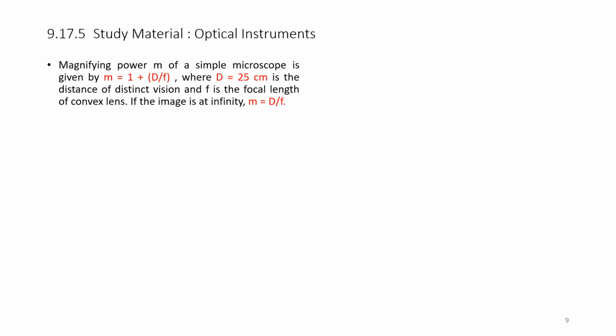Magnifying power m of a simple microscope is given by equation m is equal to 1 plus within brackets capital D over f, where D is equal to 25 centimeter is the distance of distinct vision and f is the focal length of convex lens. If the image is at infinity, m is given by m is equal to D by f.